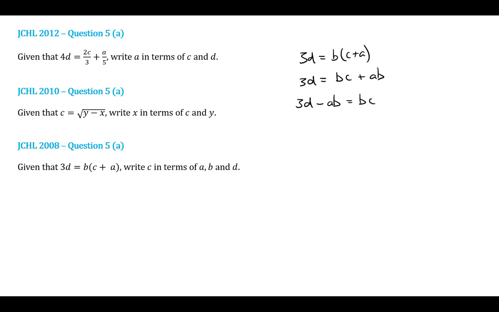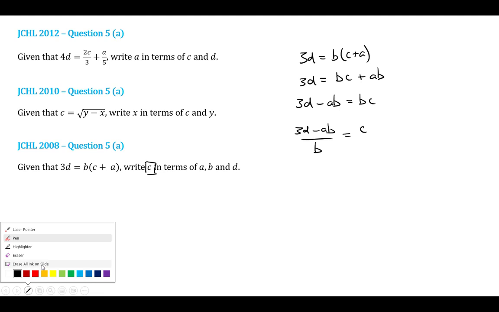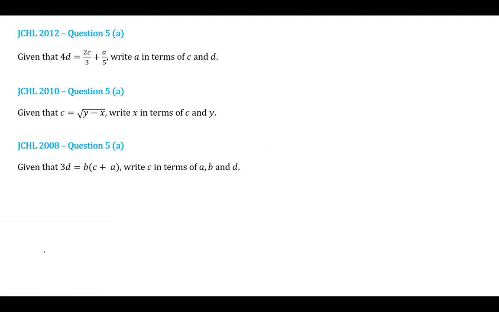And then I'm trying to get c on its own, so I'm going to divide both sides by whatever is beside the c, b, and I get 3d minus ab over b is equal to c. And so I've got c on its own, and that was the objective. I'm going to throw in another one here. So just what would happen if the letter you're trying to isolate appears twice.